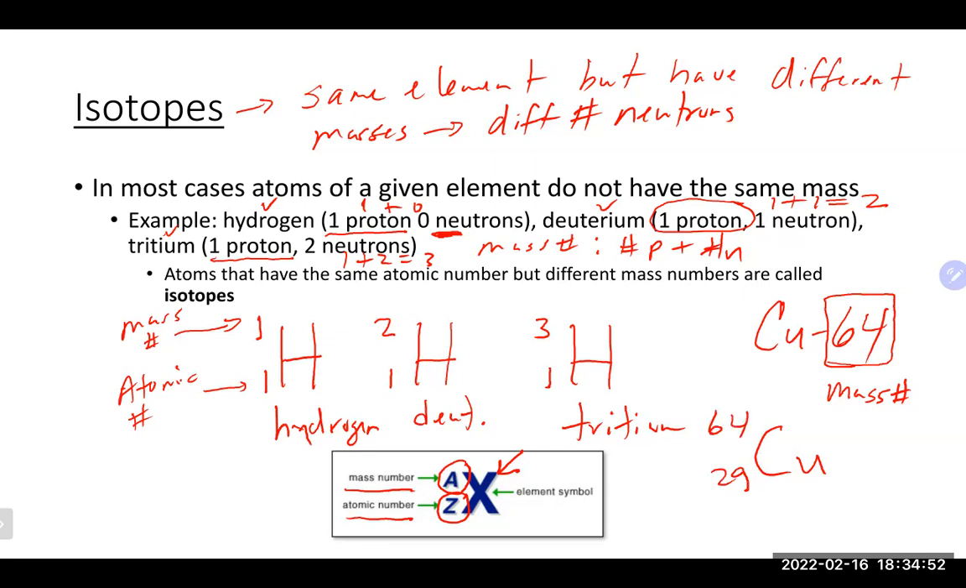And out of curiosity, how many neutrons would that guy have? How do I find neutrons? I take the mass number minus the atomic number. So in this case, it would be 64 minus 29, 35. Yeah. Everybody with me on that? Yeah, 35. So that'd be 35 neutrons there.